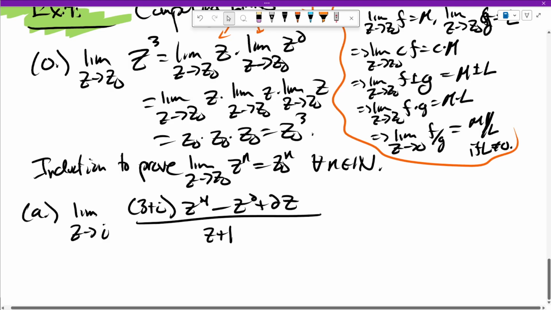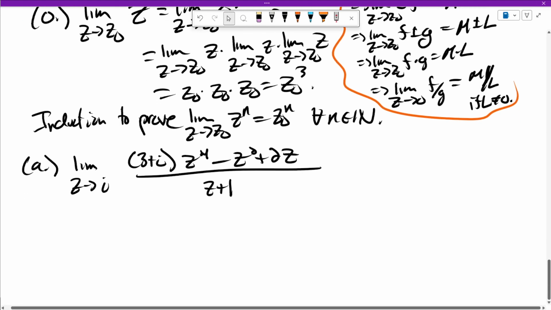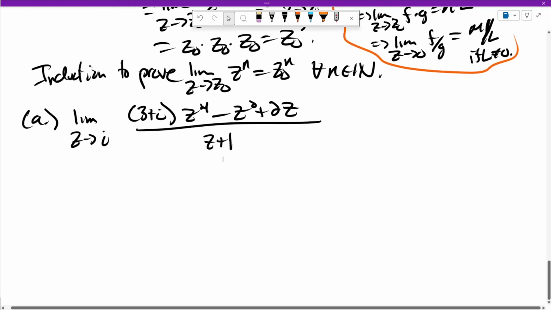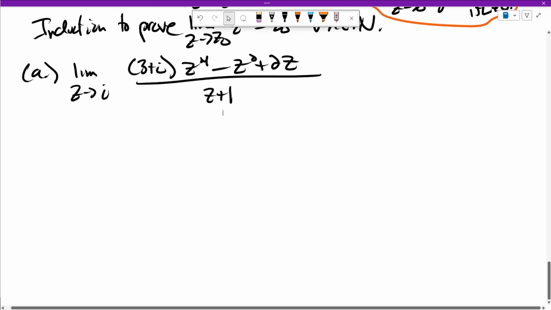Okay, so in the first part, we're going to do two of these. We're going to really use all of the rules, just to remind you how that works. And then in part B, we're not going to do any of that. We're just going to plug things in to the extent that we can.